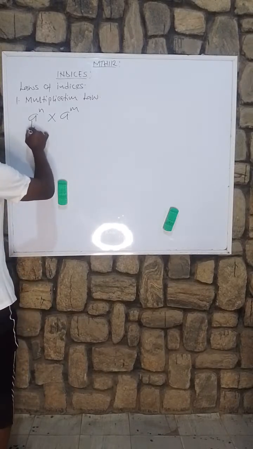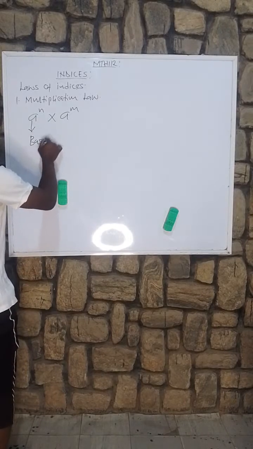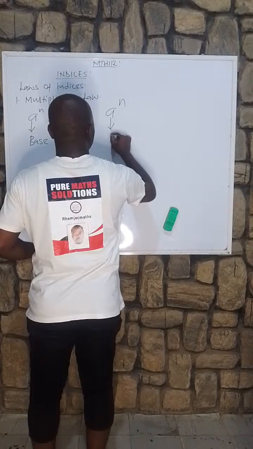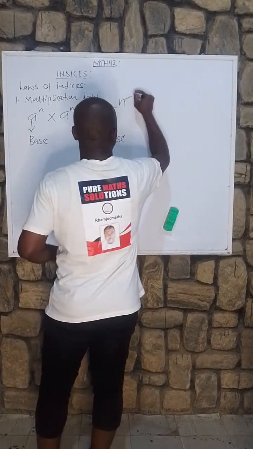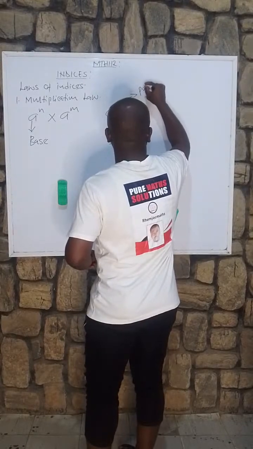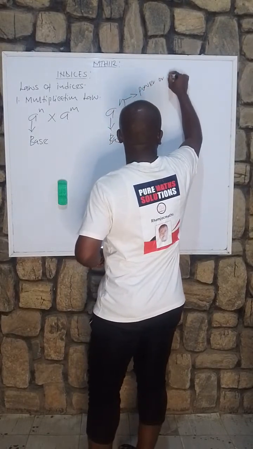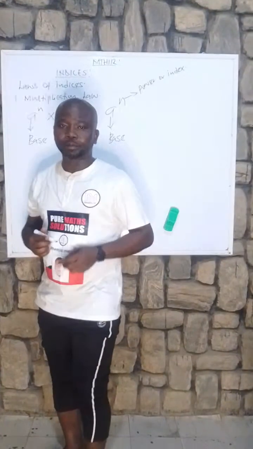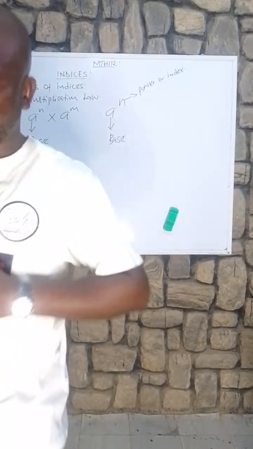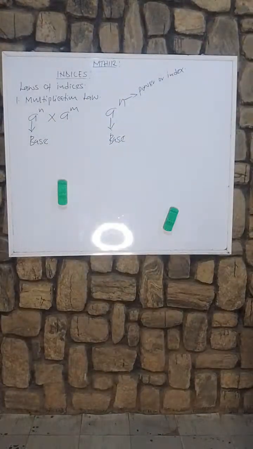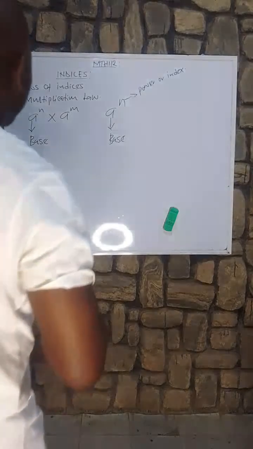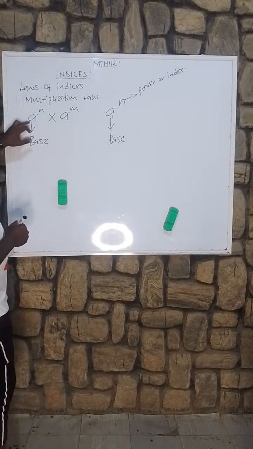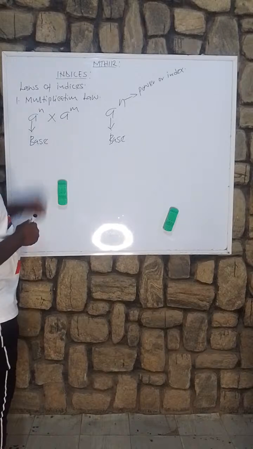So you can now see that we have a. We call this the base. That is a raised to the power of n. This is known as the base, and this is known as the power or index. Are you following? So as you can see now, this is base a, this is base a.